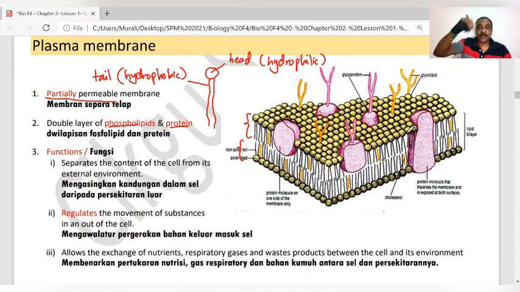All these pink and purple ones are protein molecules. Some of these protein molecules will be on the upper surface only. Some will be on the inner surface only. Some will go from outside until inside. When we study the plasma membrane in chapter 3, I'm going to go into detail about the proteins. So not now.